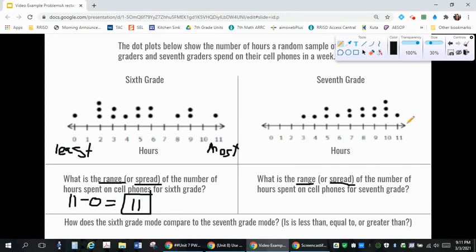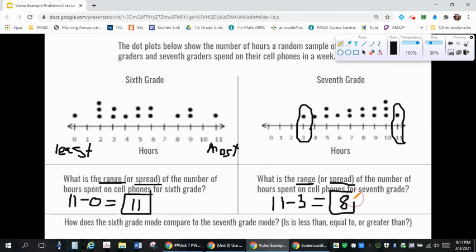Now let's see for seventh graders. Well, we see that the most, or the greatest, is 11. The least is 0 again. Oh, wait a minute. That doesn't seem right. We're going to have the same range. That 0 does not have any data on it, so we don't pick that one. We have to find the smallest number that has a data point that a student voted for or told us about. So that would be 3 hours, okay? So we're going to do 11 hours minus 3 hours to find our range, and that would be 8.